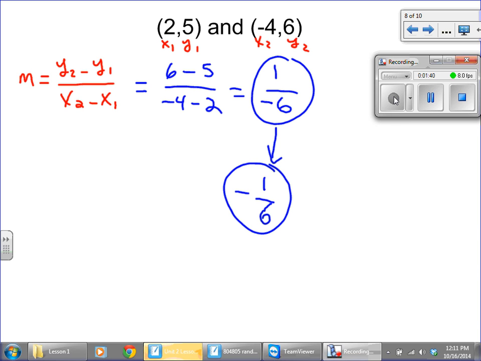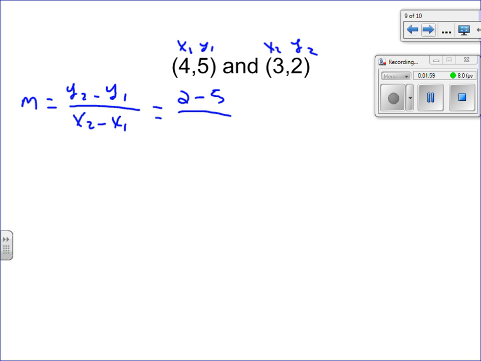Let's do another one. So again, m equals y2 minus y1 over x2 minus x1, x1, y1, x2, y2. Keep everything straight. Plug them into the formula. y2 minus y1 is 2 minus 5. x2 minus x1 is 3 minus 4. I get 2 minus 5 is negative 3. 3 minus 4 is negative 1. Negative 3 divided by negative 1, we can simplify that, gives us a positive 3. So this line has a positive slope. Negative divided by negative is a positive.